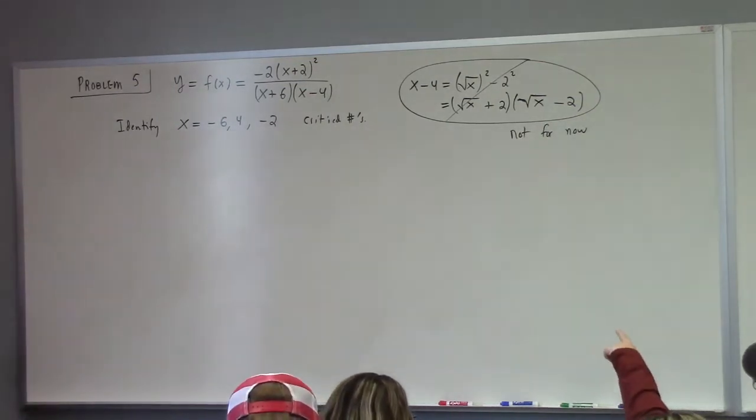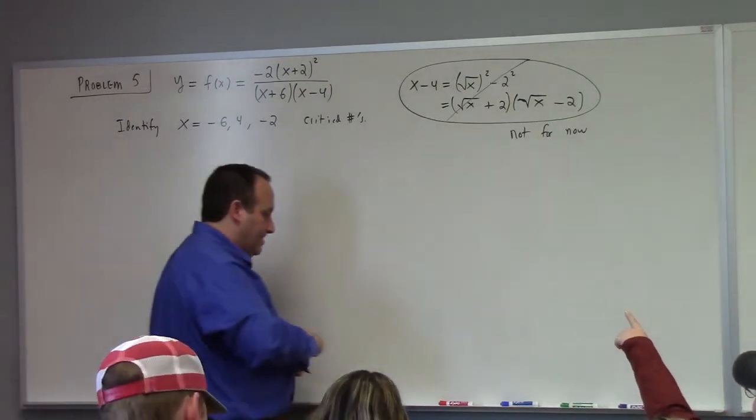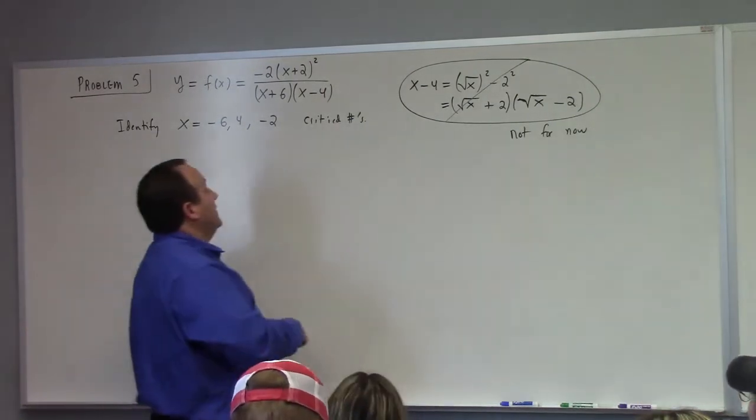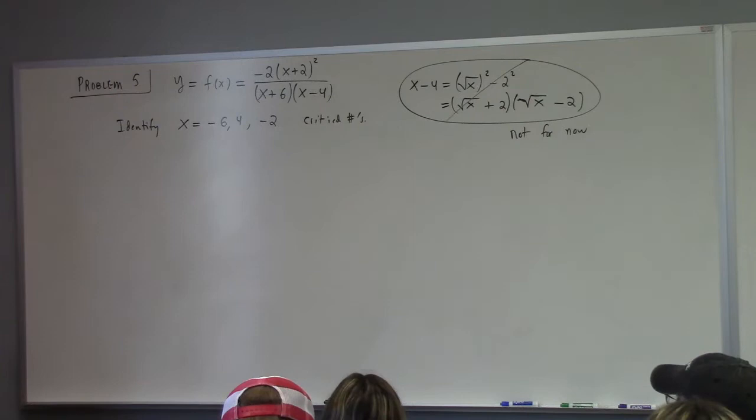Yeah? When you were identifying your x values, why don't we do anything with the negative 2 and 4? Because that doesn't make the denominator 0 or the numerator 0. So I wouldn't say we pretend it's not there. We take it into account elsewhere.